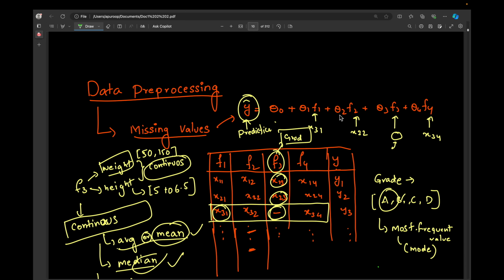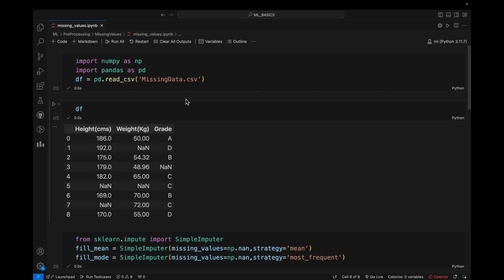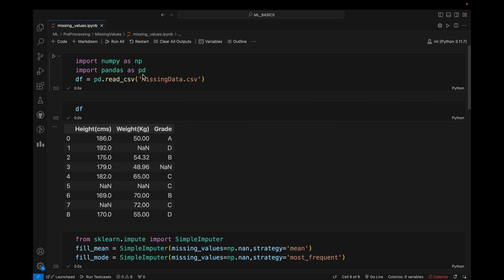So in the next video, we'll be seeing some of the pre-processing techniques. So now let's move on to the code for these missing values. So if we see over here, first what we are doing, we are importing numpy and pandas, and we are reading something called missing data.csv. This is just a sample data file that I have created.